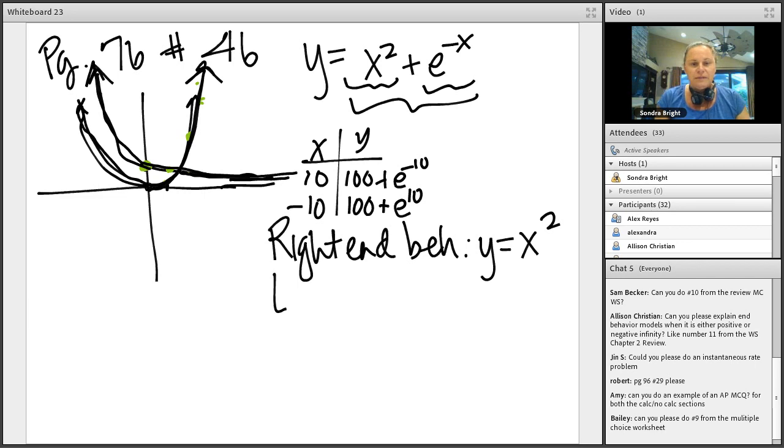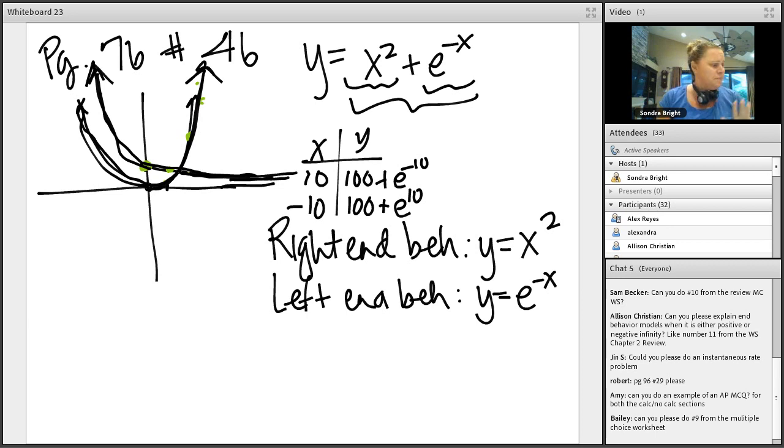So your left end behavior is going to be y equals e to the negative x. And then you will need to prove that, right? Okay, so those are your two guys.